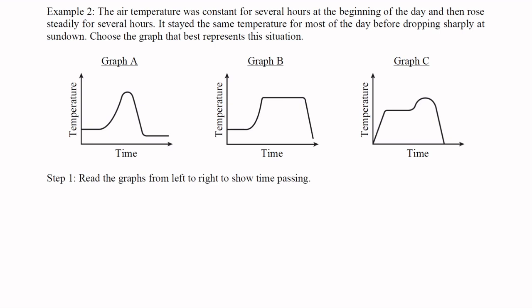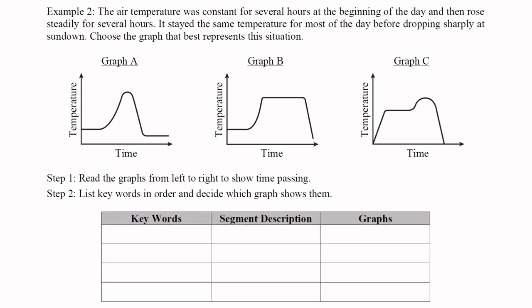First, we're going to read the graphs from left to right to show time passing, and then we're going to list the key words in order to decide which graph shows them. So let's list the key words here, starting with the first sentence. The air temperature was constant for several hours. Our key word here is constant, which means that the segment is horizontal. So we're going to look at our three graphs. Which of those three graphs starts out horizontal? Graph A does, graph B does, but graph C does not. Graph C starts out increasing. So we have narrowed our answers down to graphs A and B.